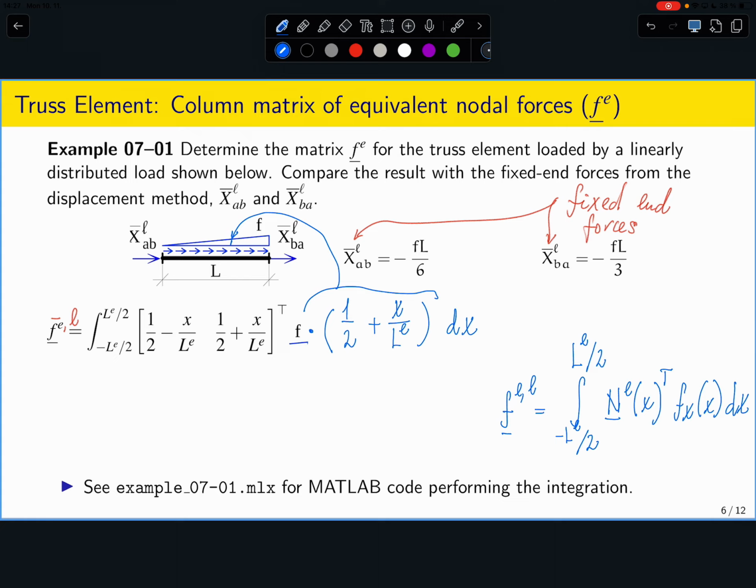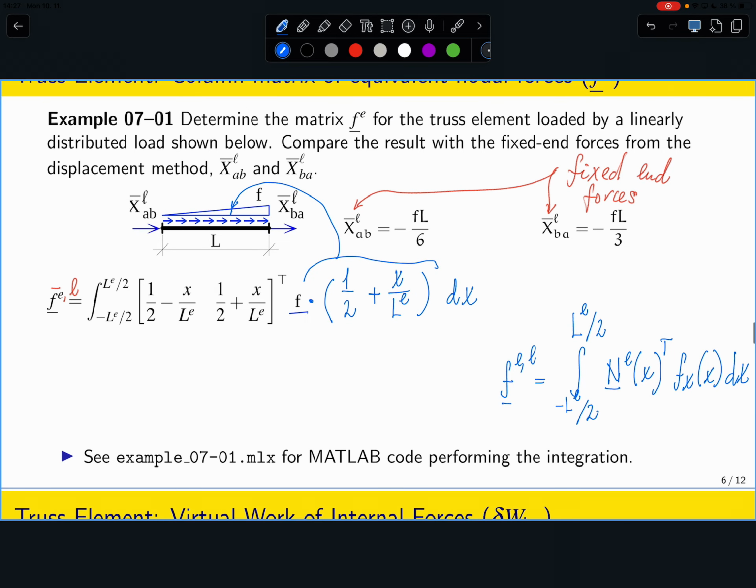So now you can compute this integral from minus LE over 2 to plus LE over 2. This t here is exactly the transposition I was talking about. So I now need to take this matrix, and instead of writing it in the row order, I will write it in the column order.